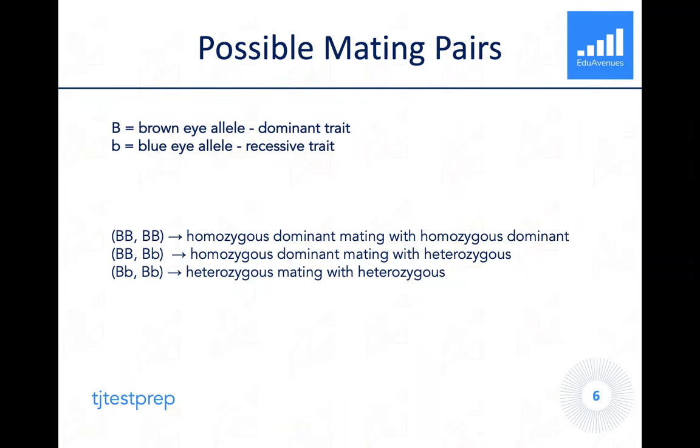Again, the lowercase b would not be an input option into this because that would imply that the parents have blue eyes. They, once again, have brown eyes.